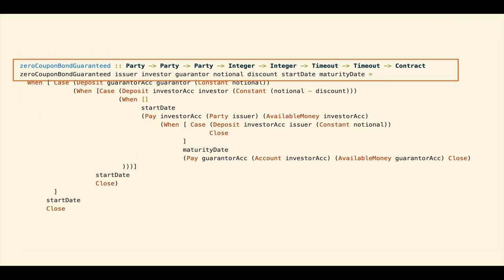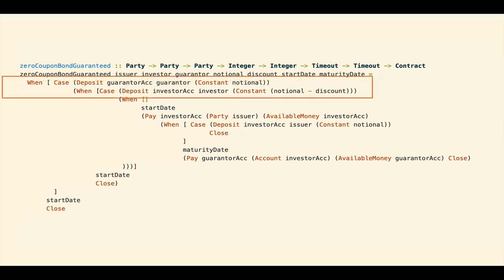So we have three parties involved. We have the issuer, the person issuing the bond, the investor, the person buying the bond, and the guarantor. We have two values for the contract. We have the notional value and the discount, which are both going to be positive integers, and we have two times, the start date and maturity date. And given all of those, what we get back is a contract. Now let's see what the contract actually does.